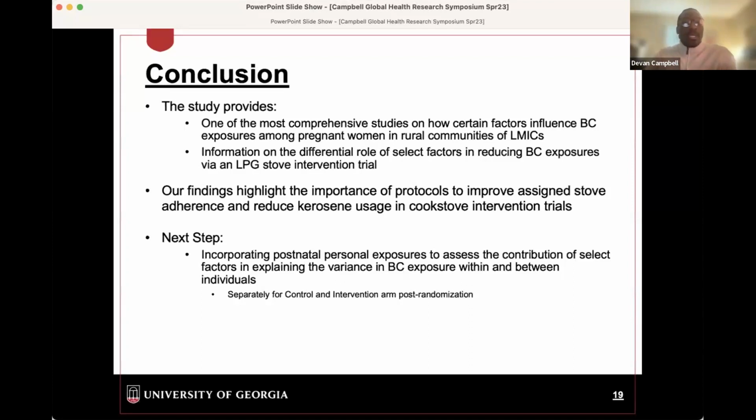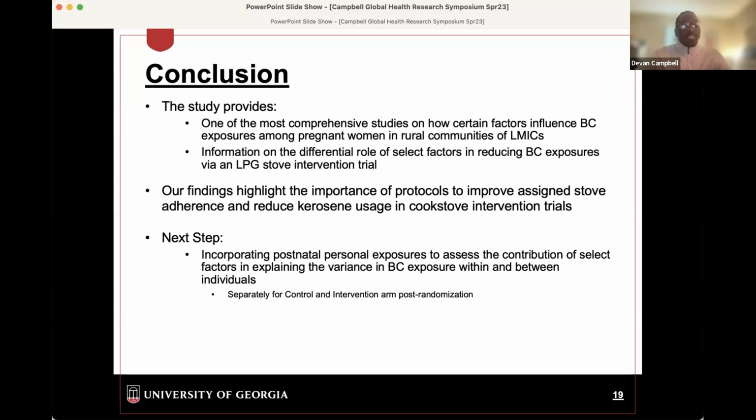So in conclusion, the study provides one of the most comprehensive analyses of how certain factors influence black carbon exposures among pregnant women in rural communities of low and middle income countries, and we also provide information on the differential role that these select factors can potentially play in reducing black carbon exposures via an LPG stove intervention trial. And our findings highlight the importance of protocols to improve assigned stove adherence, as well as mitigating kerosene usage in cook stove intervention trials.